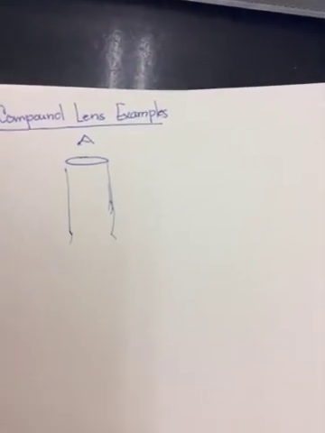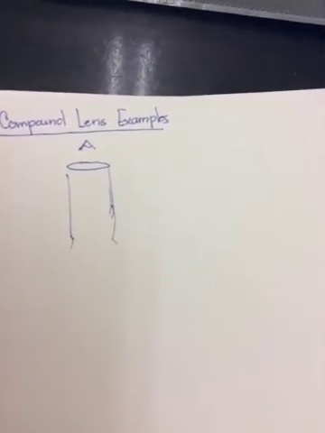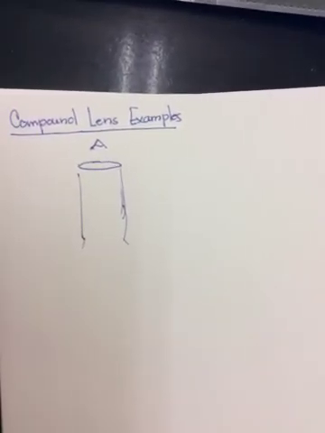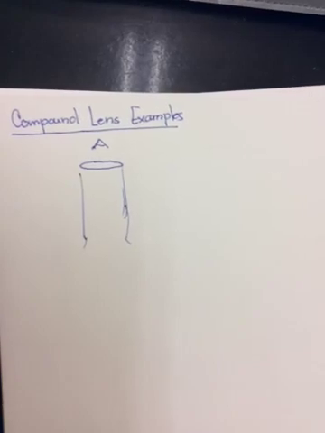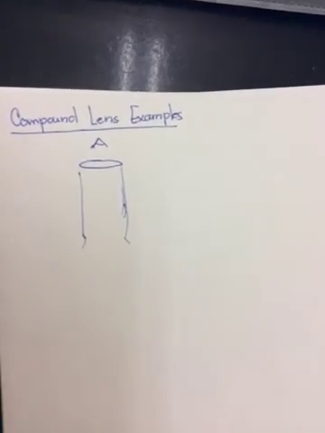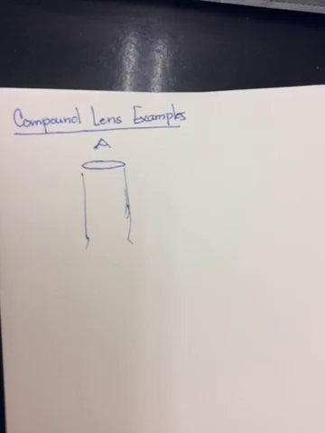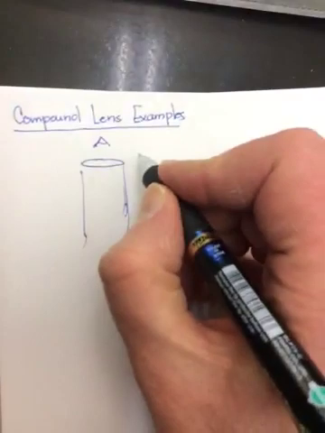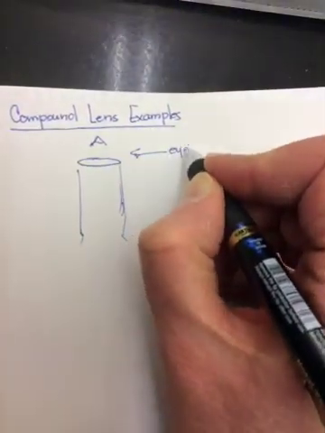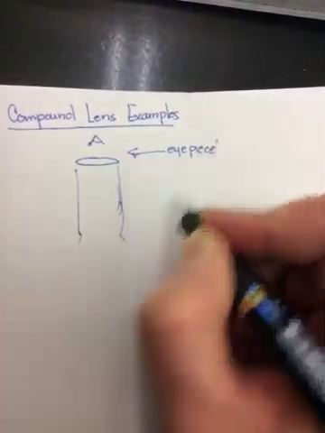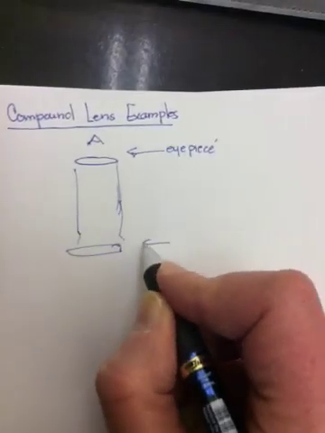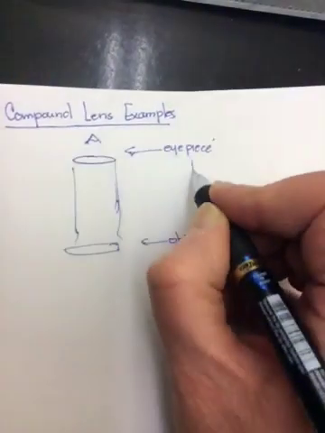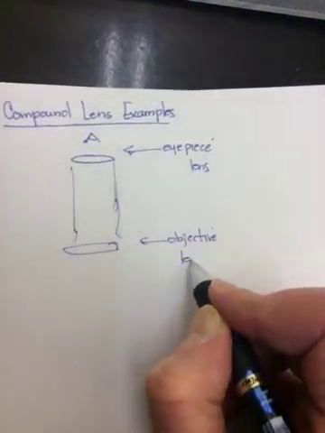I haven't seen the ones in Miss Holyoke Walsh's lab lately, but usually there's three, and you can change it depending on what magnification you want. I'm just looking to see objective lens and eyepiece. So this one is the eyepiece, and the one down here is called the objective lens. Eyepiece lens, objective lens, right?